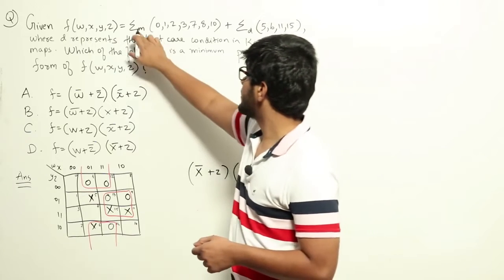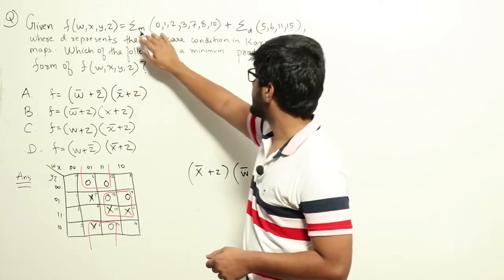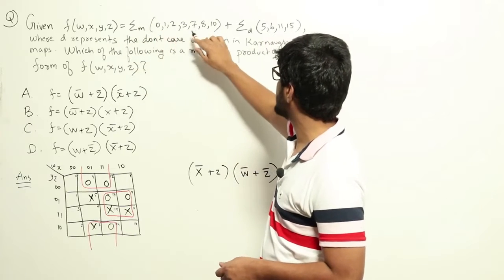So here it's given that m is the condition for sigma. Okay, it is 0, 1, 2, 3, 7, 8, 10.